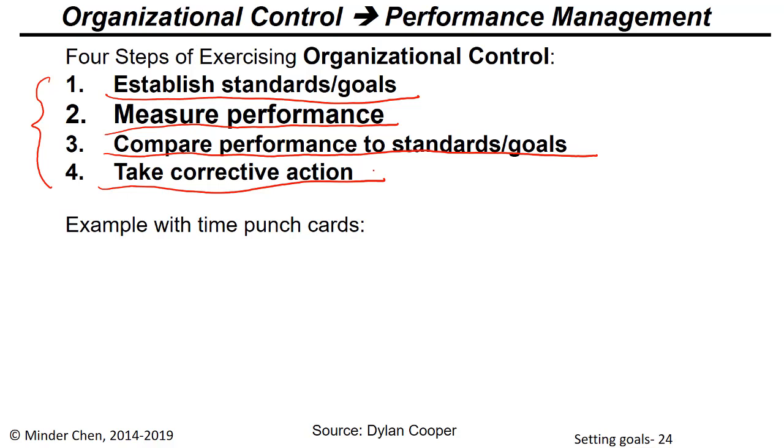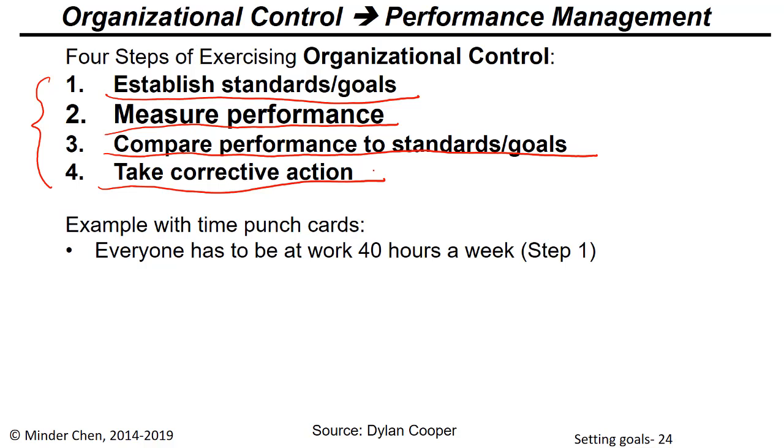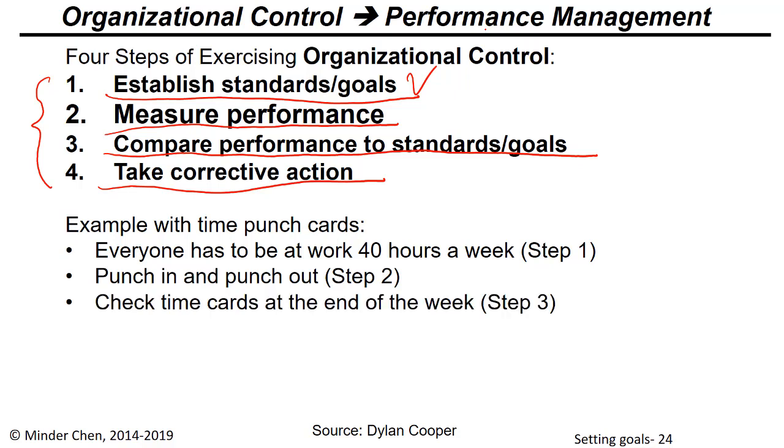Let's look at using a punch card to measure the employees' number of hours worked and or their performance. For instance, for step one, establish standards and goals. Everyone has to be at work, has to work 40 hours a week. That's step one. And they need to punch in and punch out. That's how we will measure their performance or attendance in this case. And we'll check the time card, the data collected through the time cards, at the end of the week. That's calculating and measuring, and actually using the performance data gathered to compare with the standard and goal.